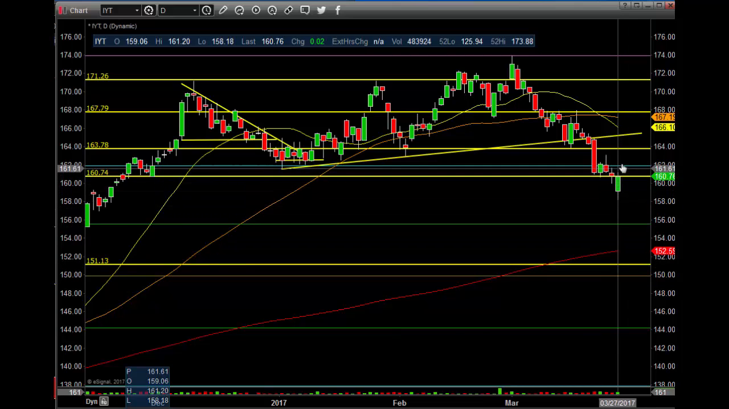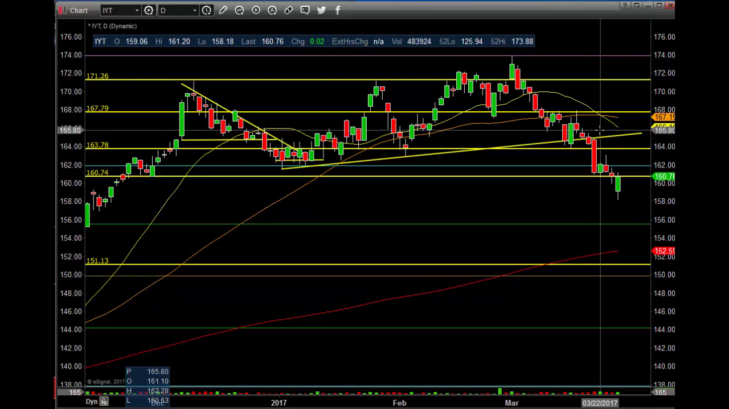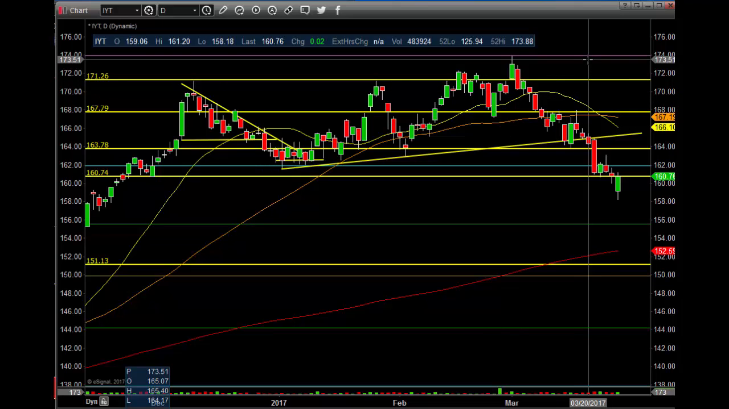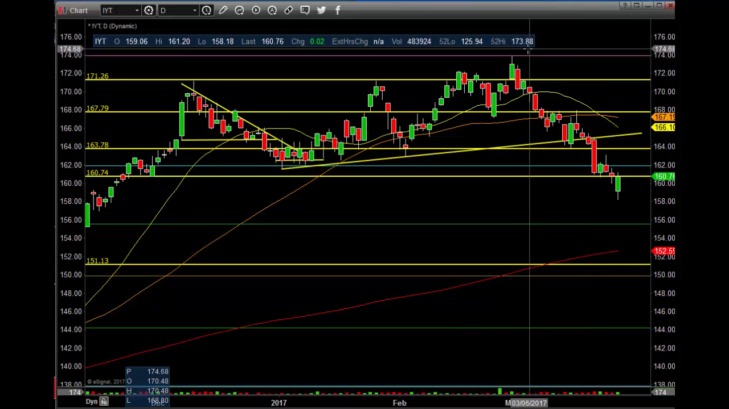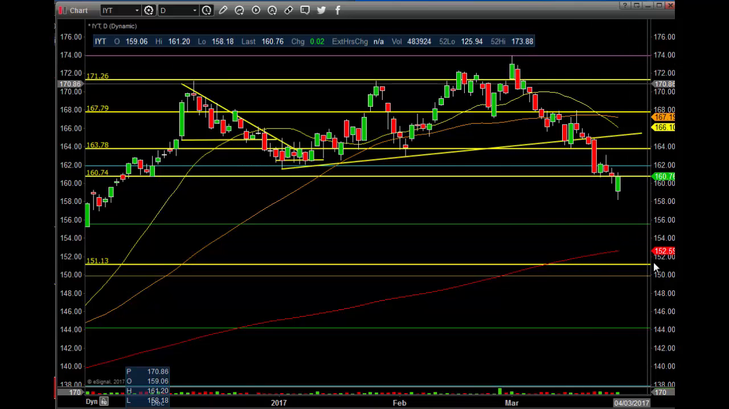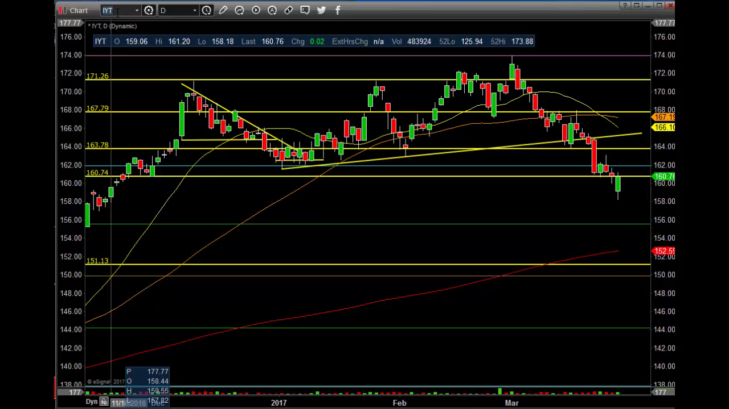But right now, this thing could definitely retrace back up into this area and then set up for the next leg down. If you are bullish the transports, or the IYT, you've got to get above the moving averages, get above this little pivot here, then you could possibly see some continuation to the double top, which is at 173.88. If you can't get past there, you're going to have some problems and probably turn right back down. So be really careful with this one if you are long.